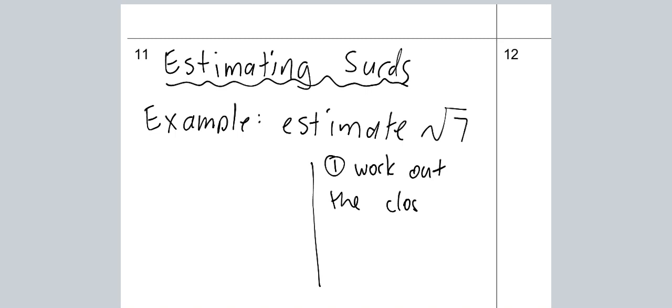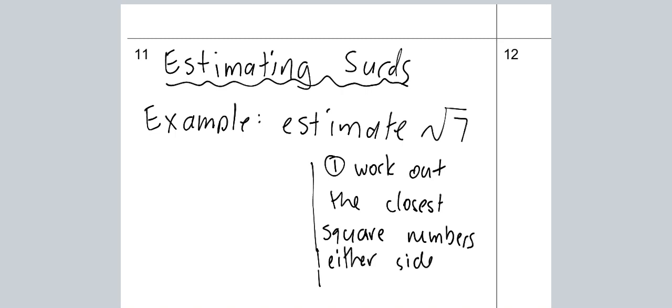So work out the closest square numbers either side of, I'll just put 7 here. I'll actually use the example rather than in previous rules. I've tried to sort of make it abstract, but it's getting a bit too complicated to do that. So work out the closest square numbers either side of 7. Okay, so the closest square number to the left of 7 and the closest square number to the right of 7.